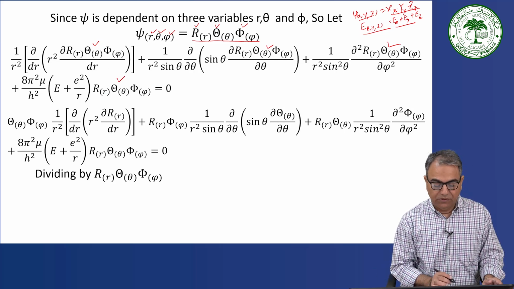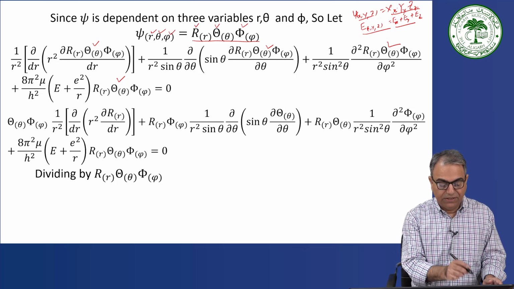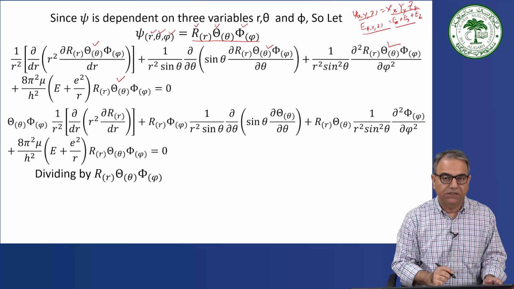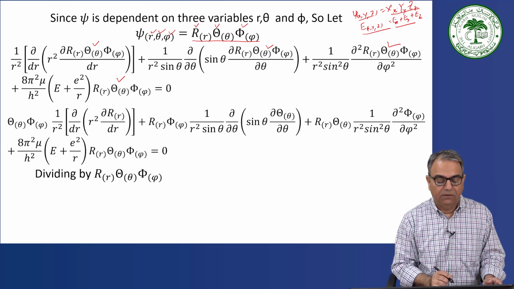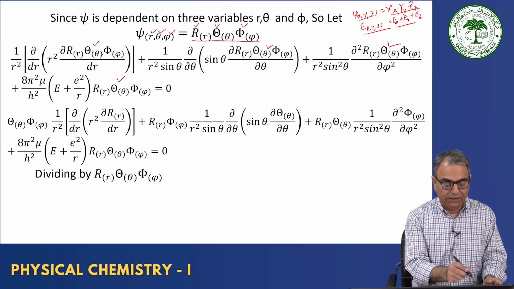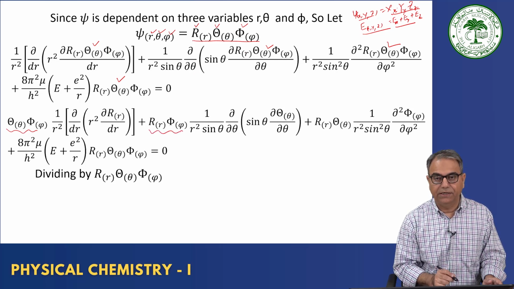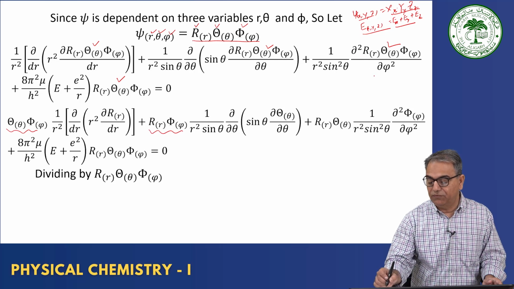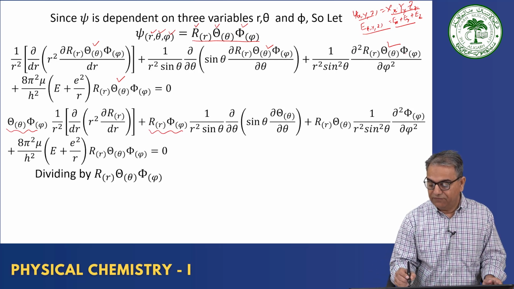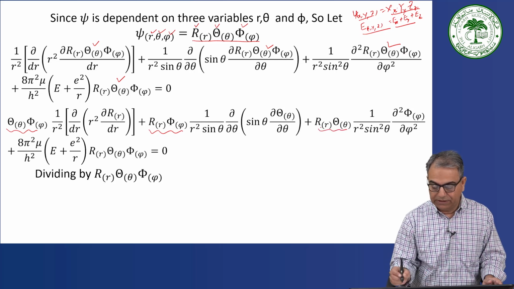Okay. Now we are differentiating in the first equation with respect to r. So what does it mean? Theta and Phi will remain constant, so you bring Theta and Phi out here, as they are constants. Here you are differentiating with respect to theta, so R and Phi will be constant, and you can write R and Phi here. Here you are differentiating with respect to phi, so R and Theta will be constant. So these are the constants.